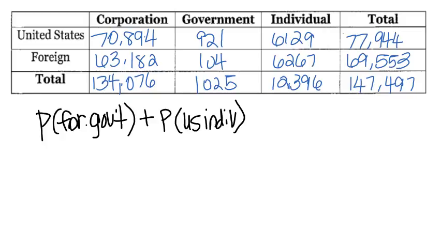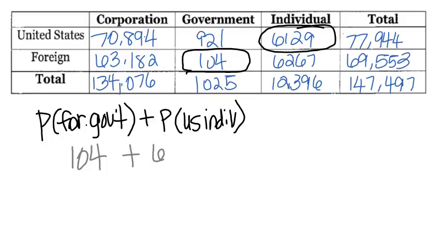All right, well, let's see. How many foreign governments are there? So foreign governments, there's 104. So that's our foreign governments. Plus U.S. individuals. So we're looking specifically for U.S. individuals, 6,129. And all of this probability is out of the same total.